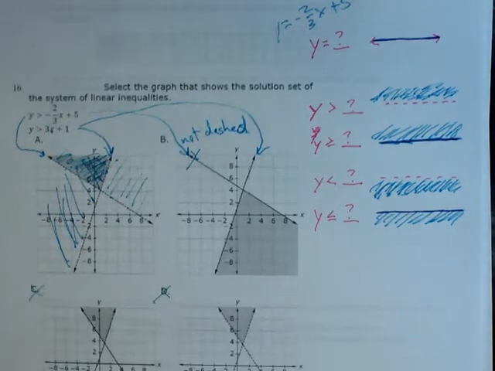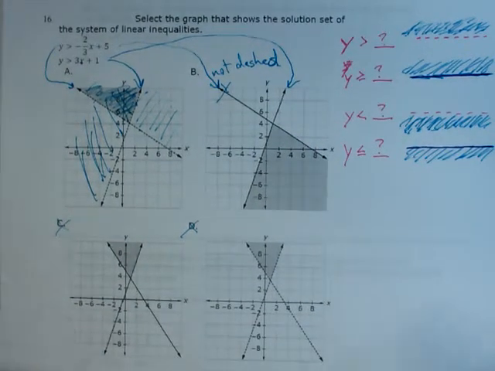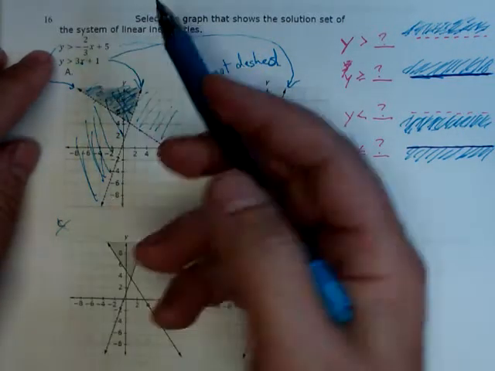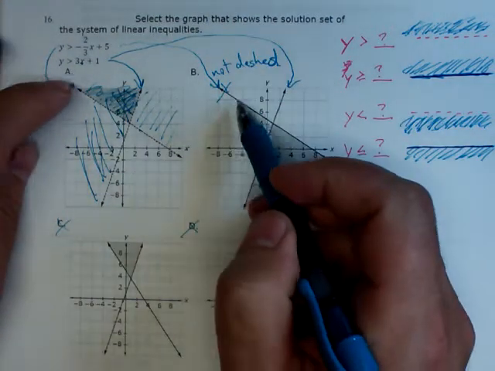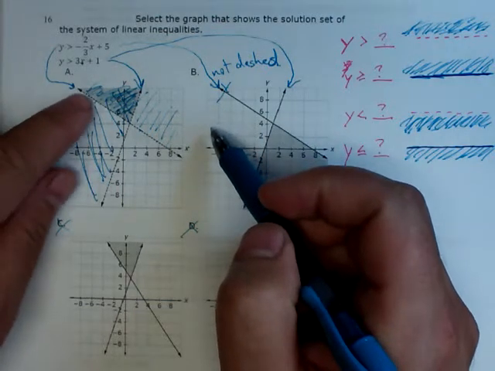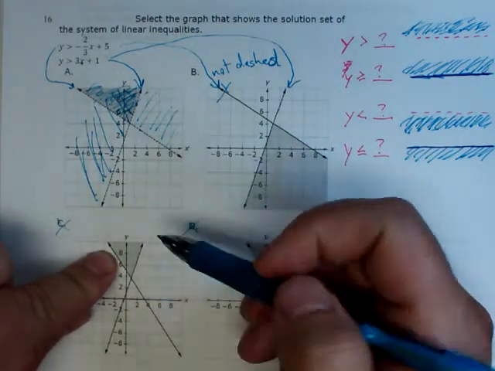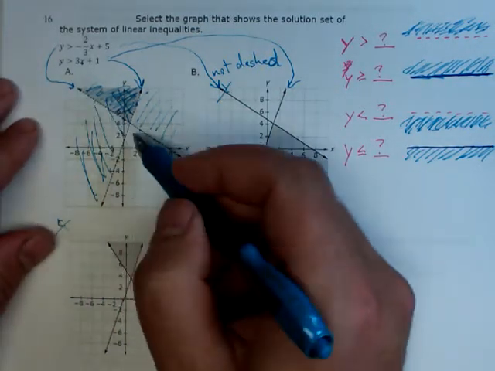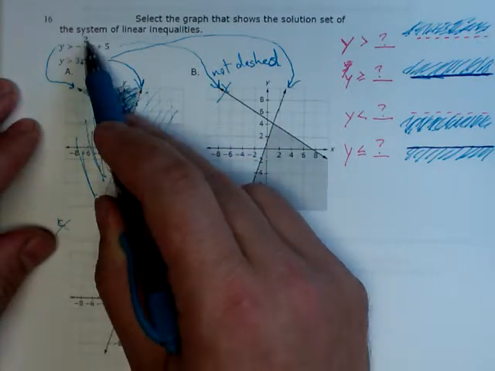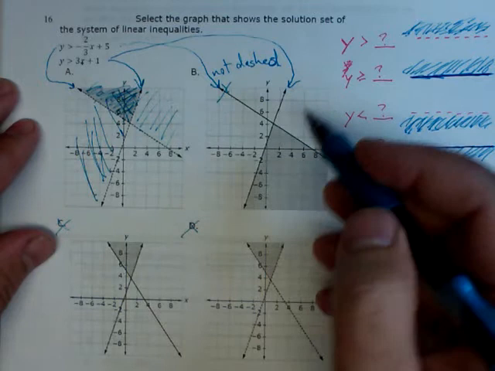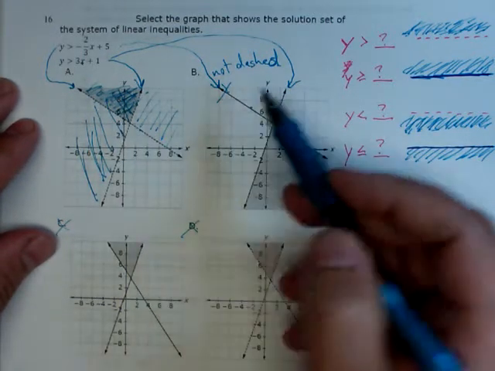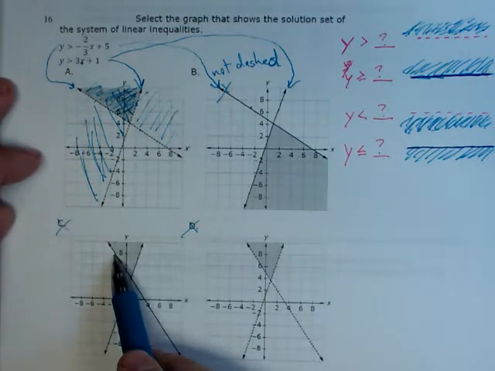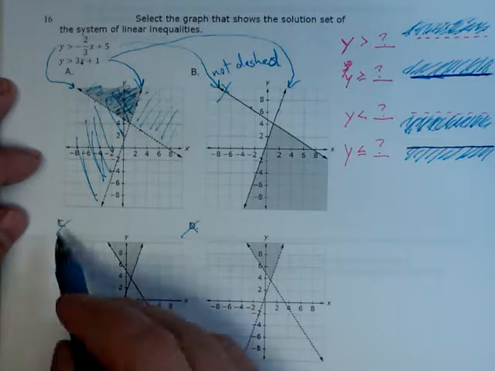When we look at this inequality, y is greater than minus 2 over 3x plus 5, the line either looks like this or like this. They both start at 5, but which one of these goes down 2 over 3? It has a slope of minus 2 over 3. It's this one. So it's either this one or this one. These two don't have the correct boundary line for minus 2 over 3x plus 5. So C and D are out.